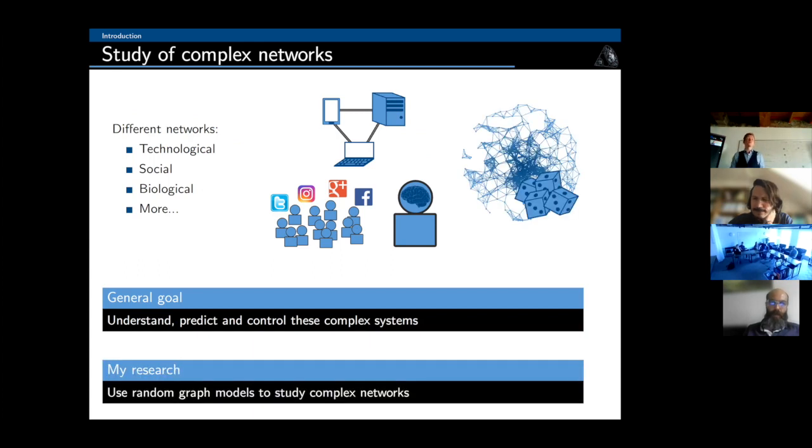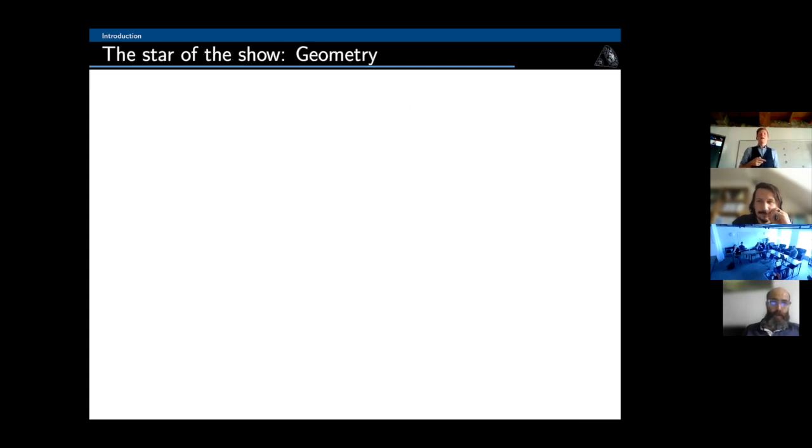Basically my research is about developing models for these complex networks. For this, I'm using probability theory. That means that the models I'm considering are what are called random graph models. So the general goal that I'm trying to accomplish is to design certain random graph models that can be used to model specific types of complex systems, so complex systems with specific structure, specific behavior. And to do this, I use geometry. As the title also shows, geometry is the star of the talk today.